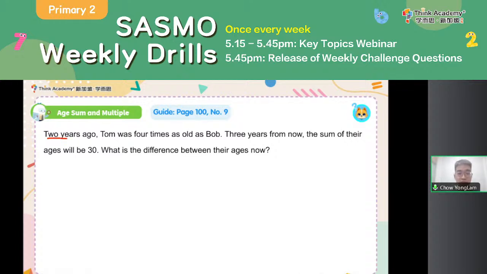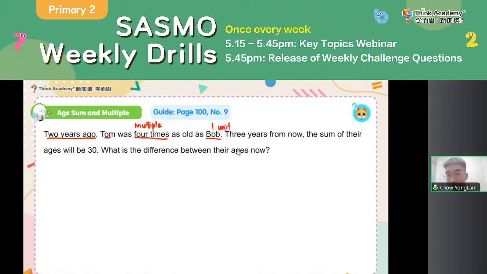2 years ago, Tom was 4 times as old as Bob. Immediately, 4 times, what is this? This is a multiple relationship. Whenever we see a multiple relationship in an age problem, 2 things to remember. Number 1, who is the 1 unit? The 1 unit over here is Bob since it is at the back of the statement.